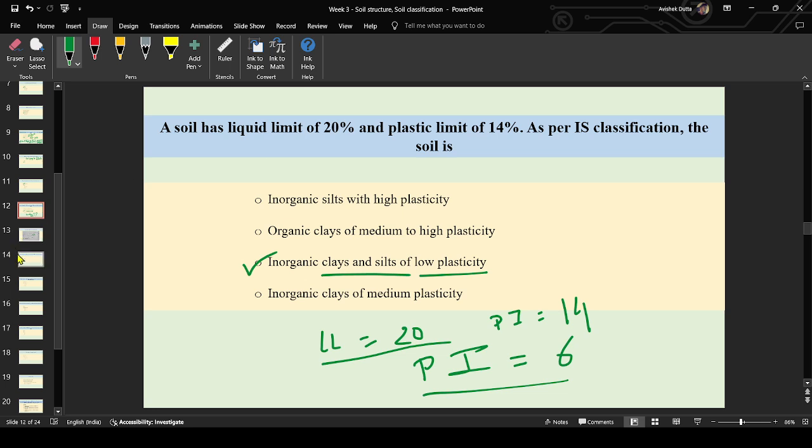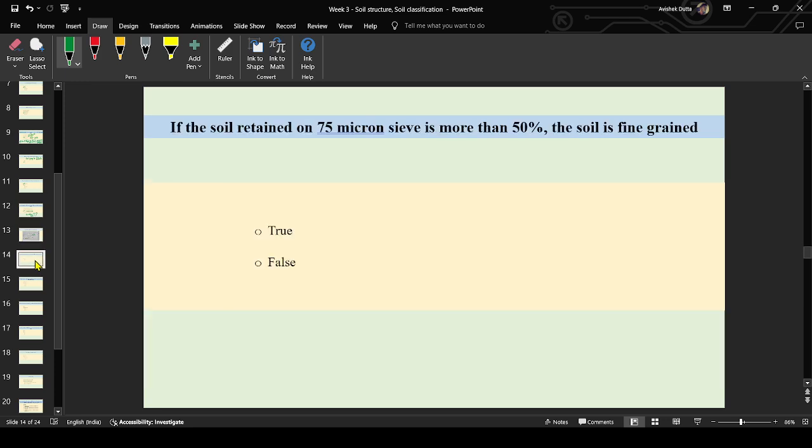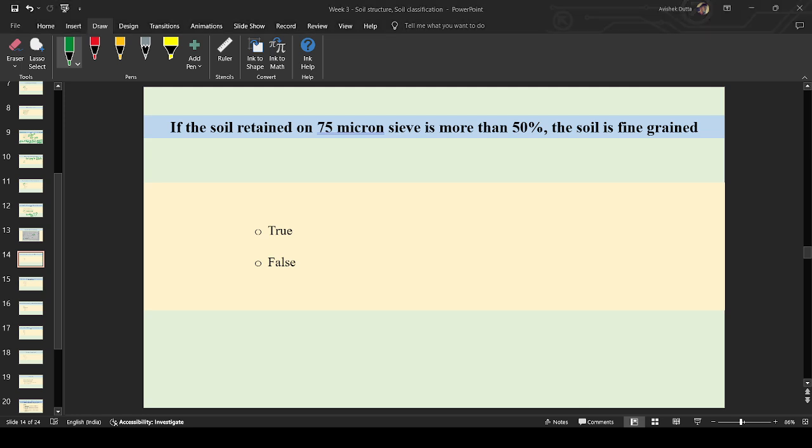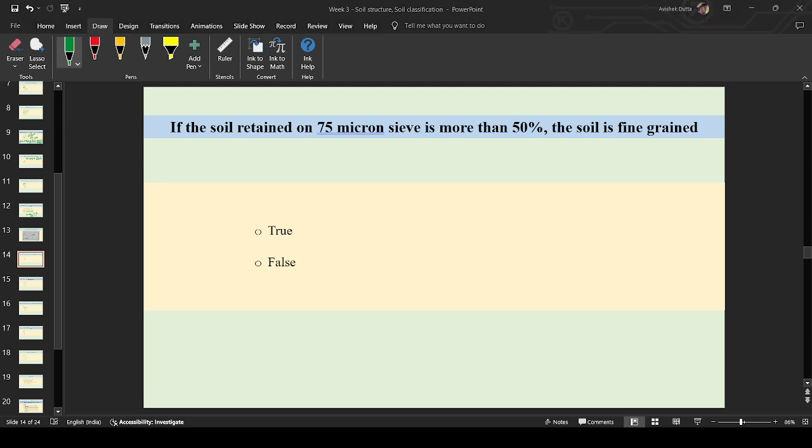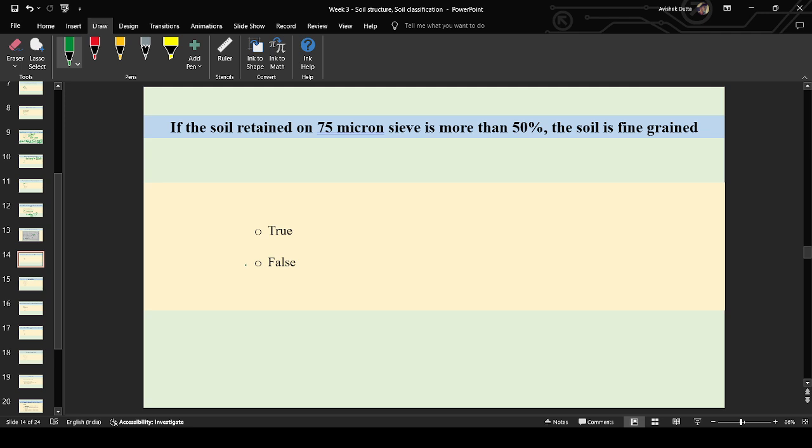Okay. Next question. If the soil retained on 75 micron sieve is more than 50%, the soil is fine grained. Very easy. What is the answer? True or false? Someone has, yes. Yes, false. It is obviously coarse grained soil because 75 micron is the boundary separating the fine grained and coarse grained soil.